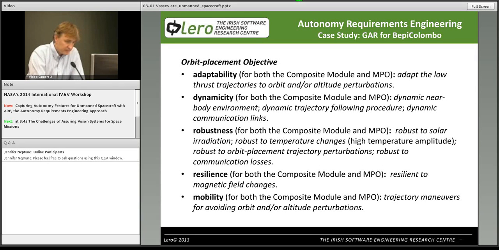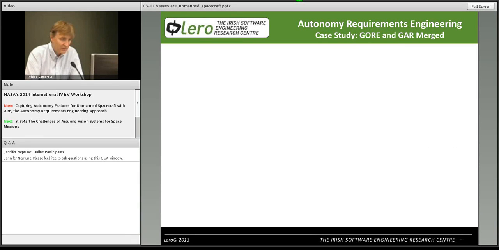For example, resilience: as you can see, both spacecraft modules must be resilient to magnetic field changes. So this comes from the analysis phase of the autonomy requirements engineering approach. I don't know why all these pictures are missing.